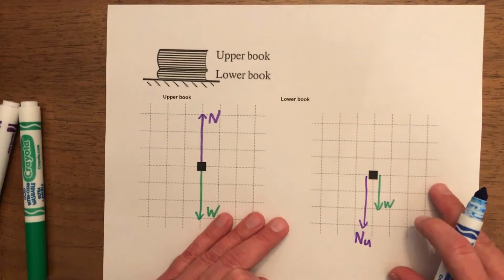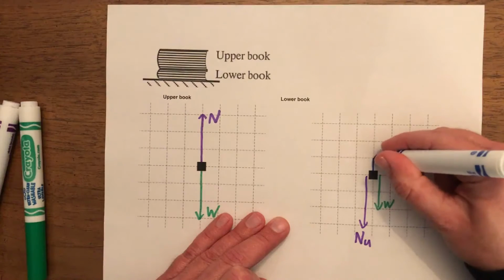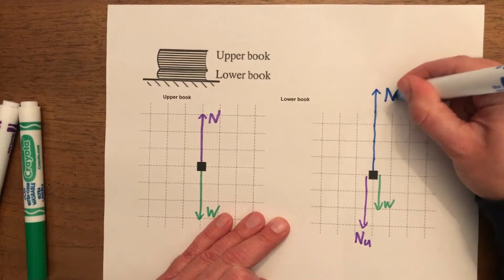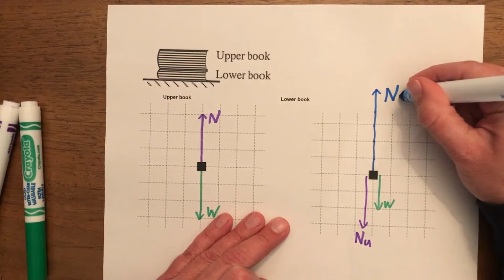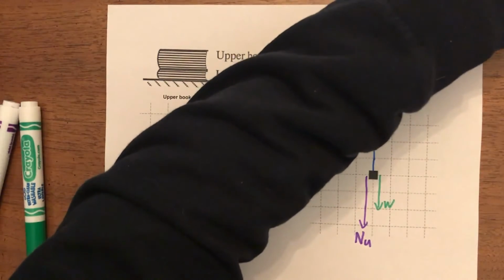Whoops, I've created a little bit of a problem here, but this one's 2 blocks long, this one's 3 blocks long, so 1, 2, 3, 4, let's just pretend that's 5. So this would be the normal from the ground or the table, whatever you picture as pushing up on that lower book. And let's get to some questions then here using these diagrams.